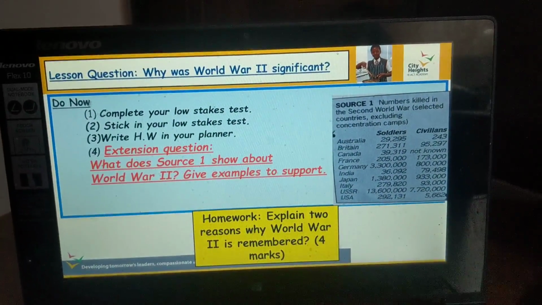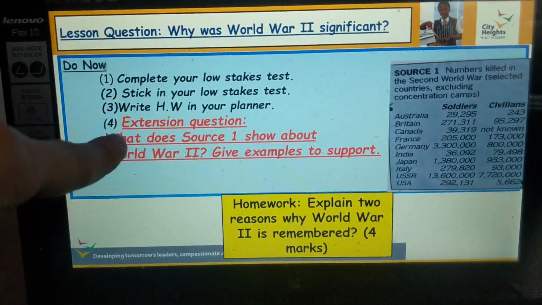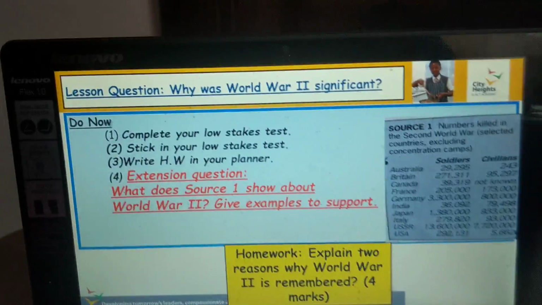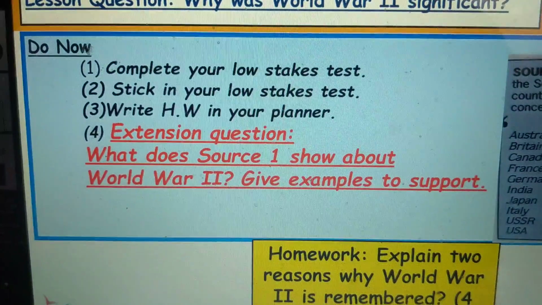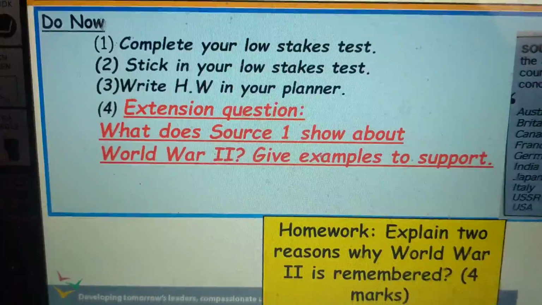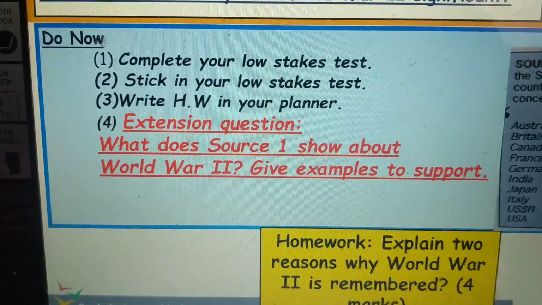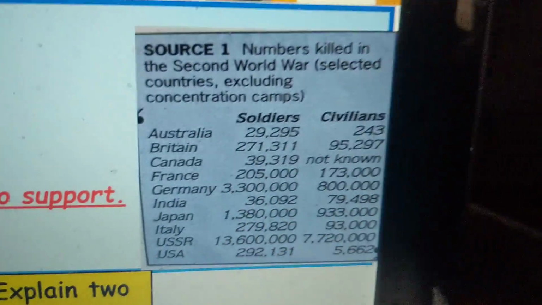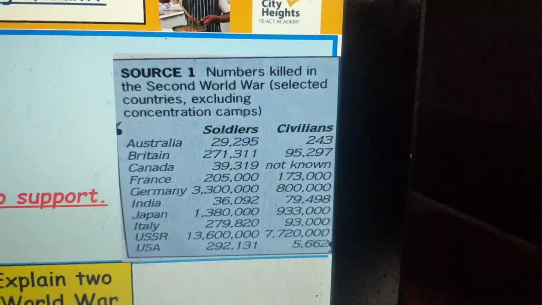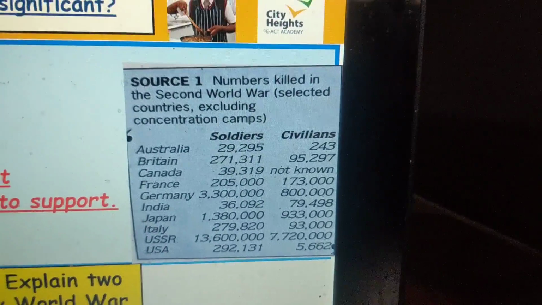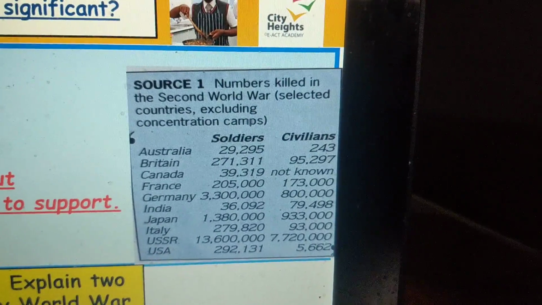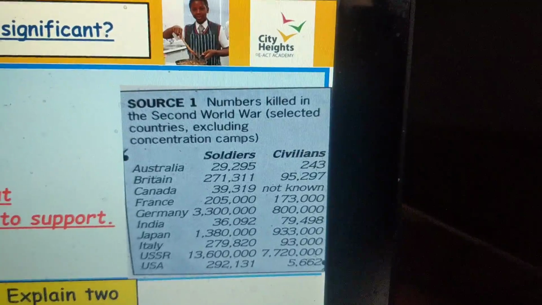Okay, moving straight on to the next bit of the do now activity. After you've done that, the extension question is: what does source 1 show about World War II? Give examples to support. So this is source 1 in front of you. Source 1 shows the numbers killed in the Second World War, selected countries excluding concentration camps.